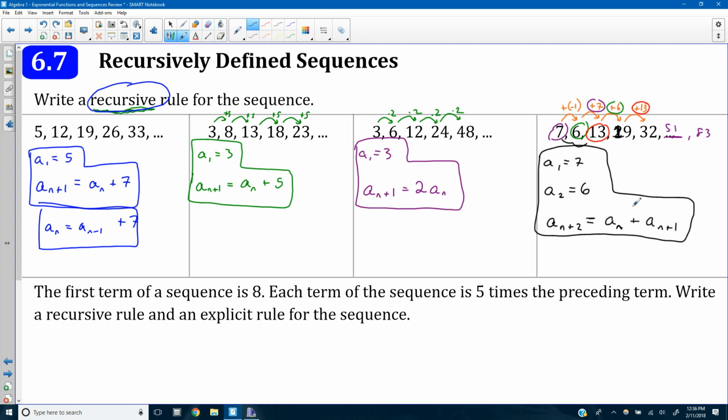You can't write an explicit formula for this. Well, I take that back. Maybe it's possible, but it's not going to be as simple as what we saw before. It doesn't just use that kind of recursion. Now, this is not arithmetic, and it's not geometric. It's just a recursive equation.